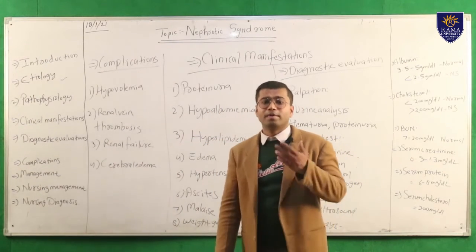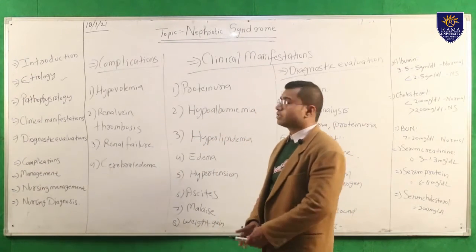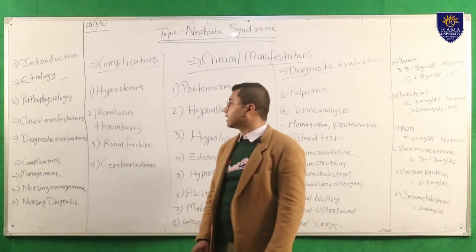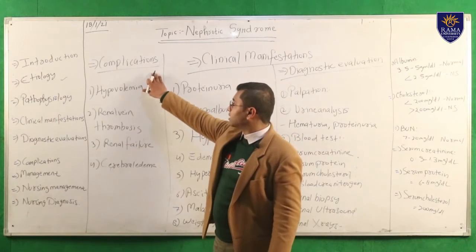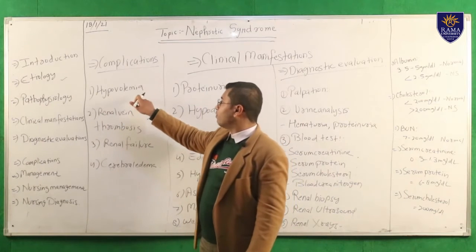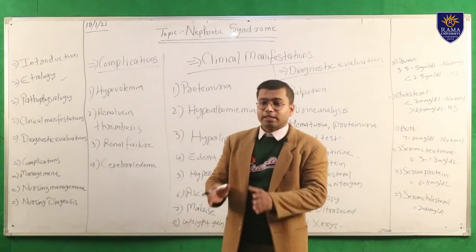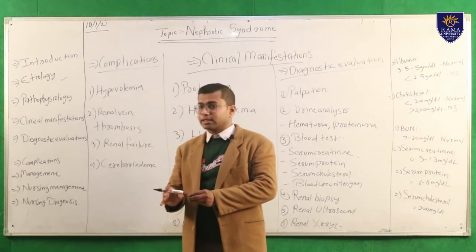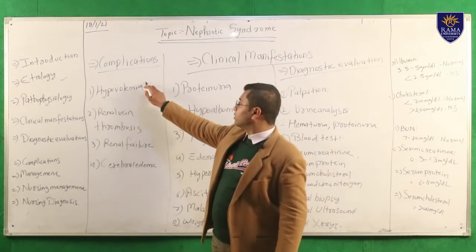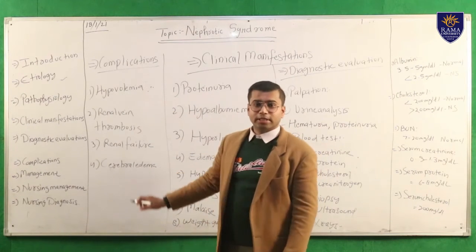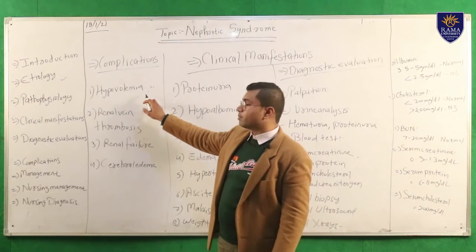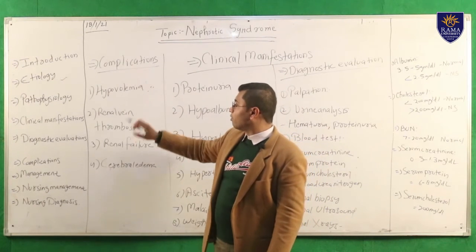Now we will see the complications of nephrotic syndrome. If it is not treated in time, what major complications can happen? The first complication can be hypovolemia, because the extracellular fluid is leaking out. So there will be low volume in the blood, or the body cells also. So the person may suffer from hypovolemia.